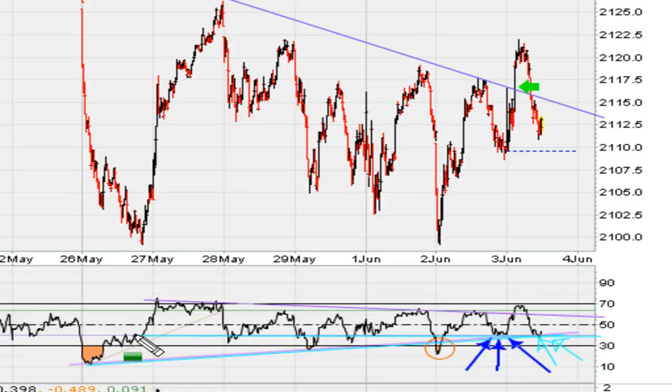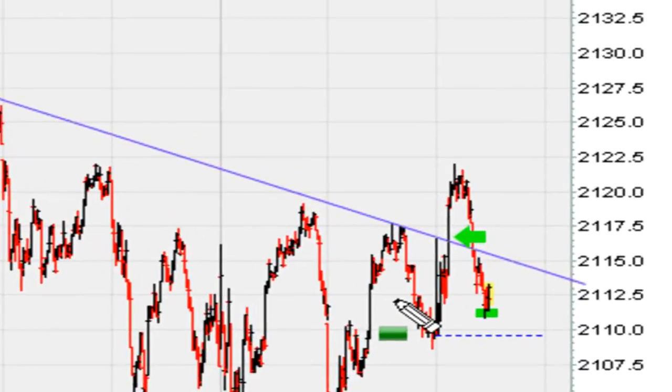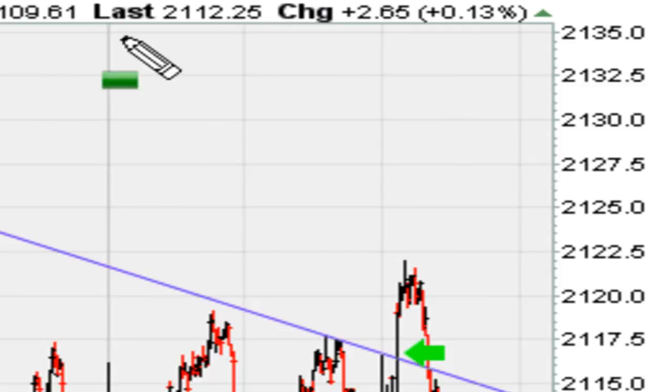This line has been support, as we've been discussing. If that holds, expect the market to move higher. And also we are seeing right now that if this line also holds for a swing trade, you'd like to go long right here, right now, for an intraday scalping trade with the S&P 500 trading at 2112.25.